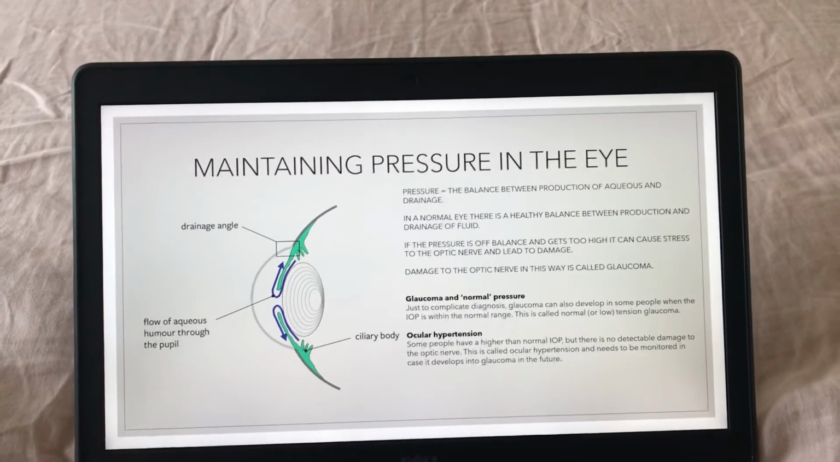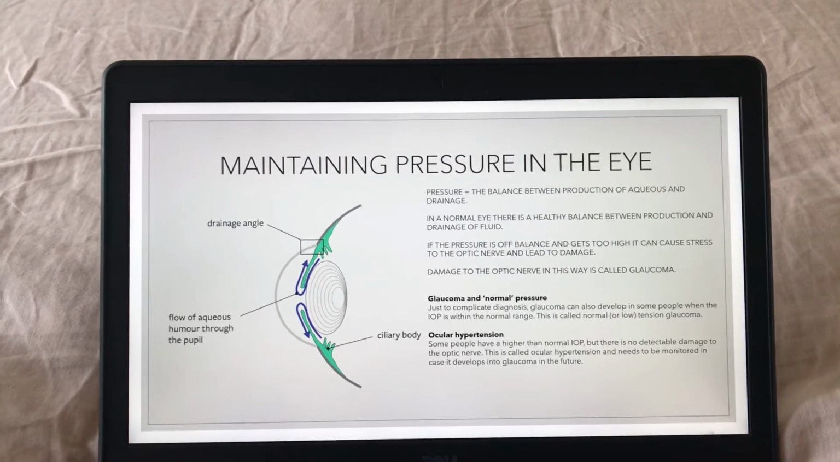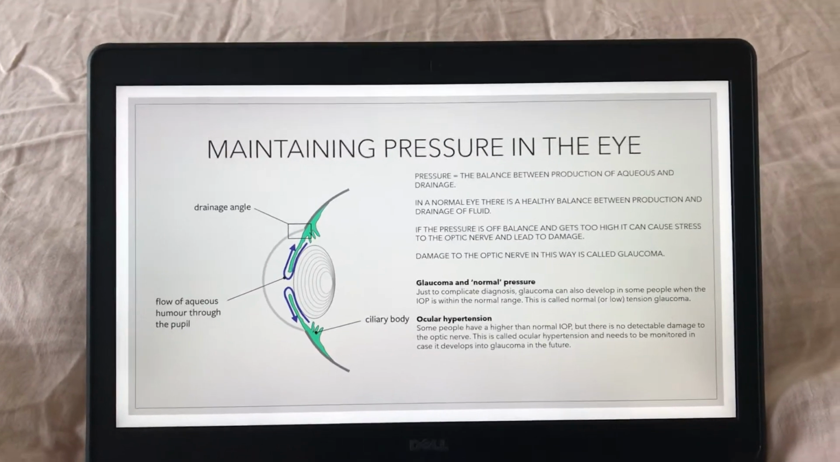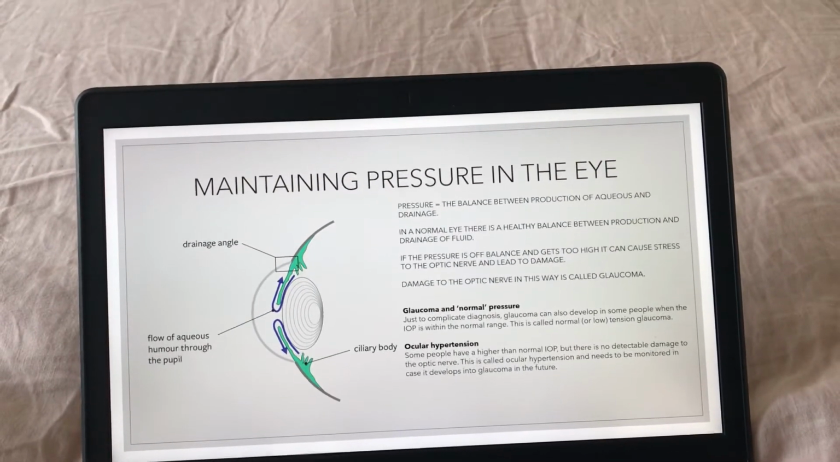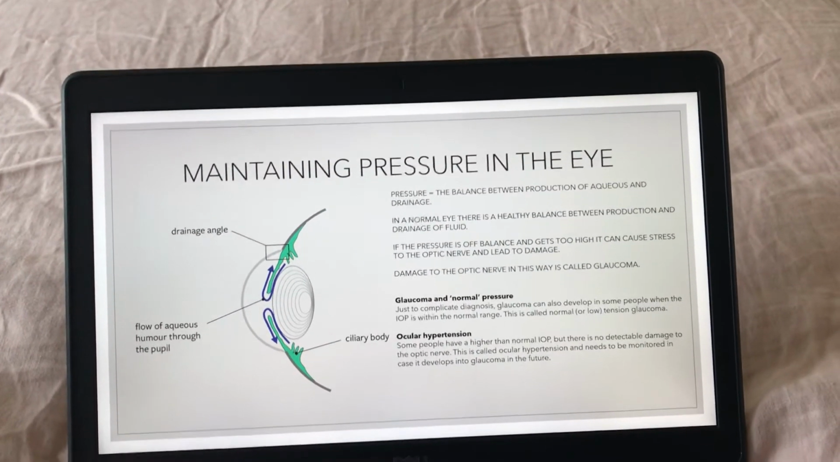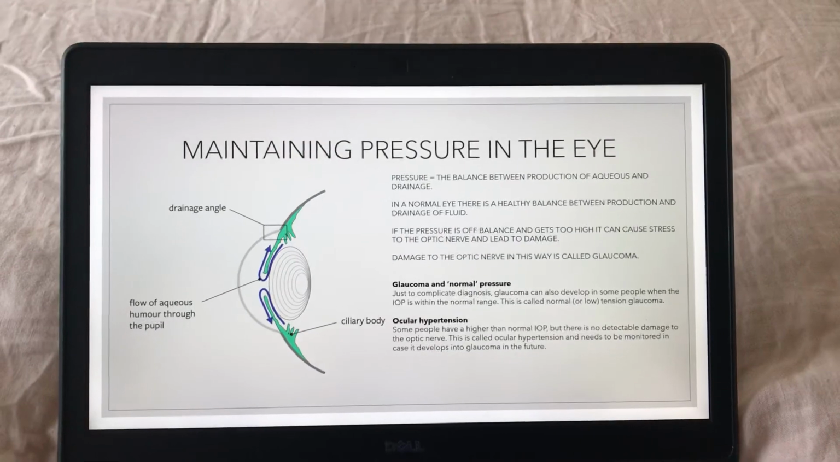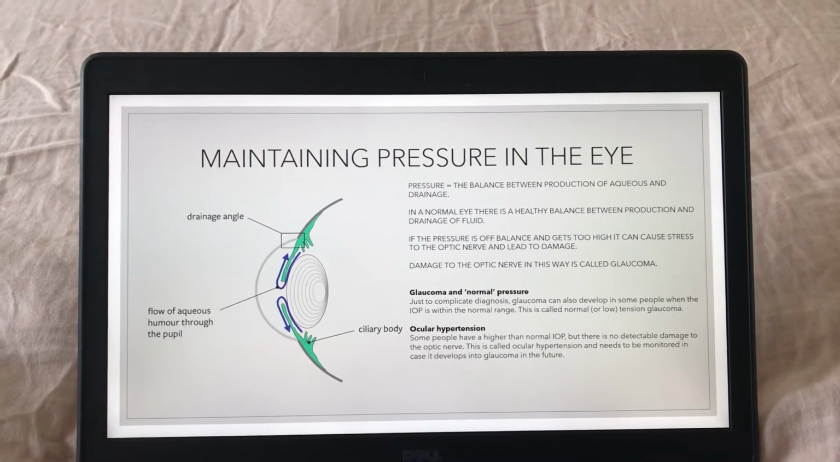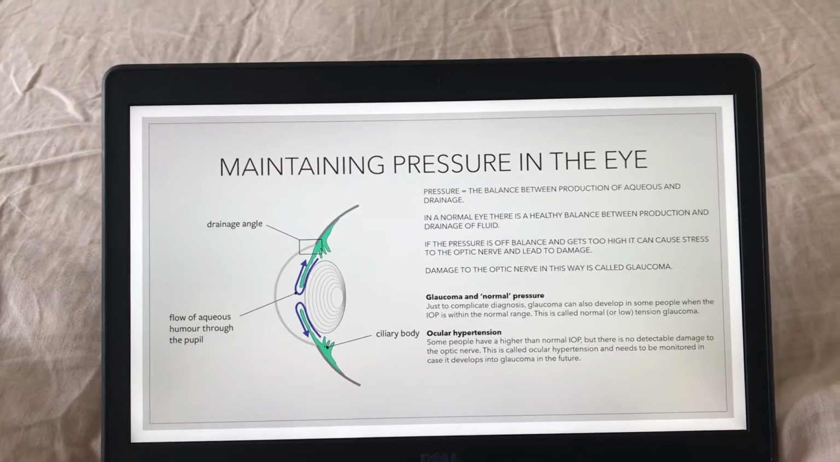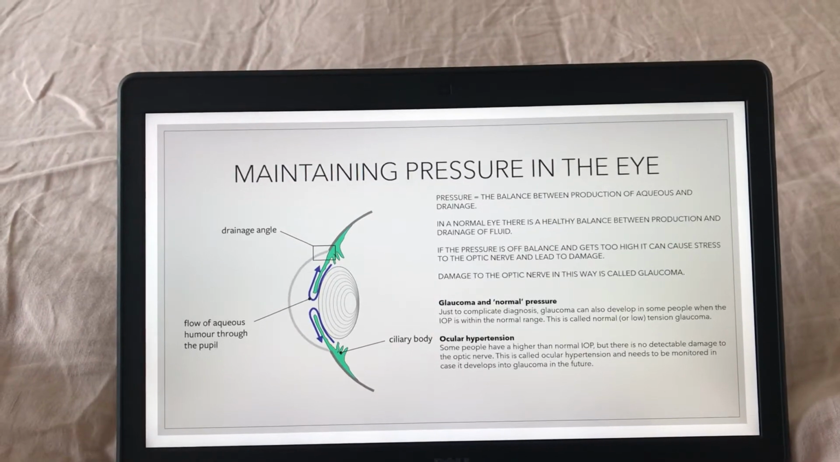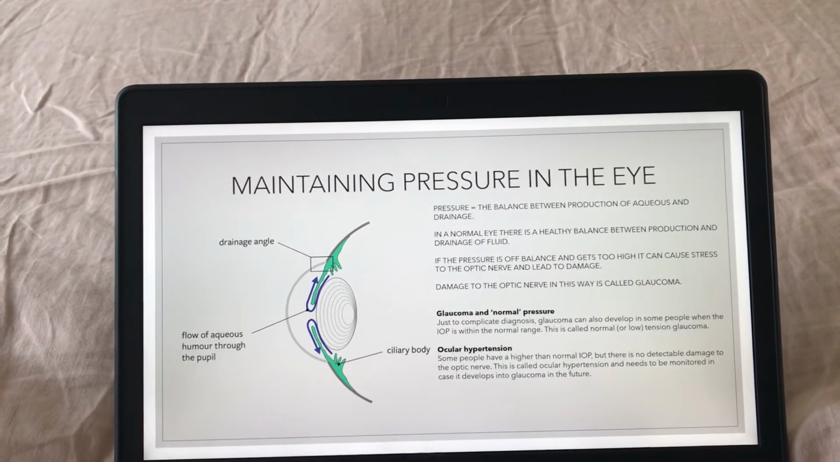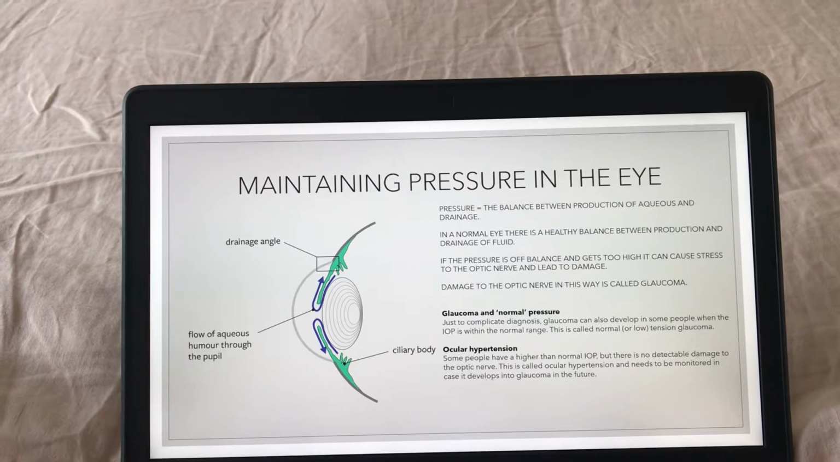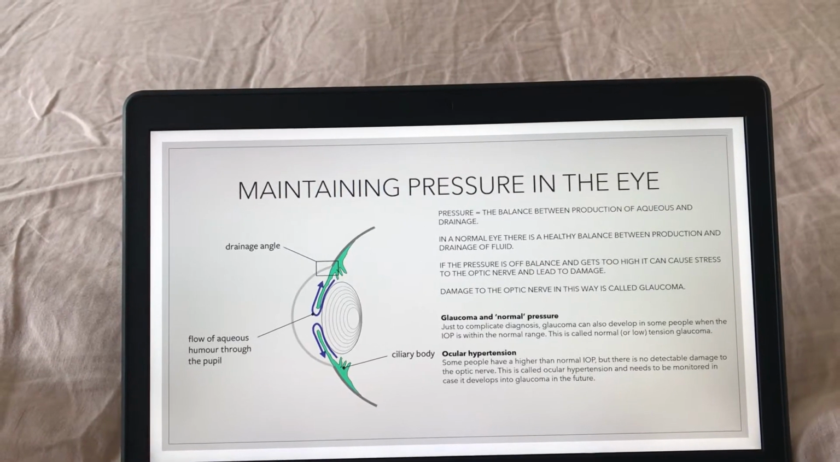So this is a bit of a diagram of the pressure in the eye. The pressure in the eye is determined by the balance between the production of aqueous inside the eye and its drainage out of the eye. Aqueous is made in a ring of tissue that sits behind the iris called the ciliary body. It then flows through the pupil and drains away through tiny channels called the trabecular meshwork.